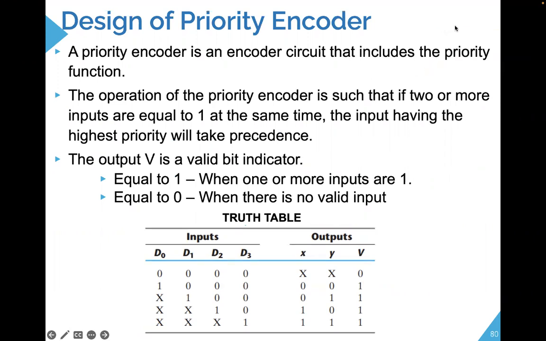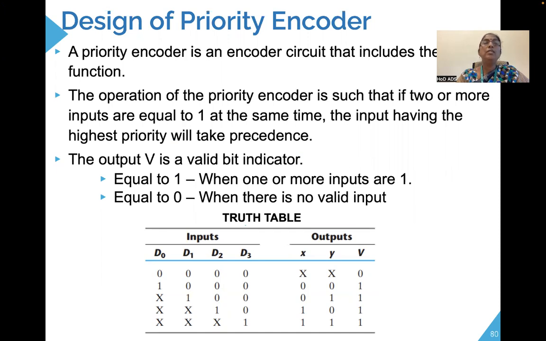Here, the operation of the priority encoder is such that if two or more inputs are equal to one, that is, considered high, at the same time the input which has the highest priority will take precedence. The output V is a valid bit indicator. It is equal to 1 when one or more inputs are 1, and it is equal to 0 when there is no valid input.